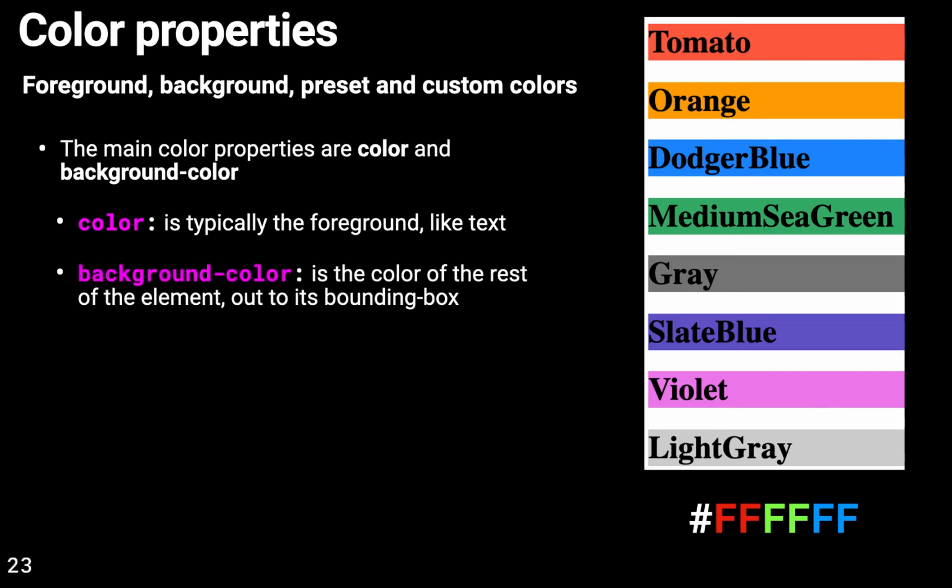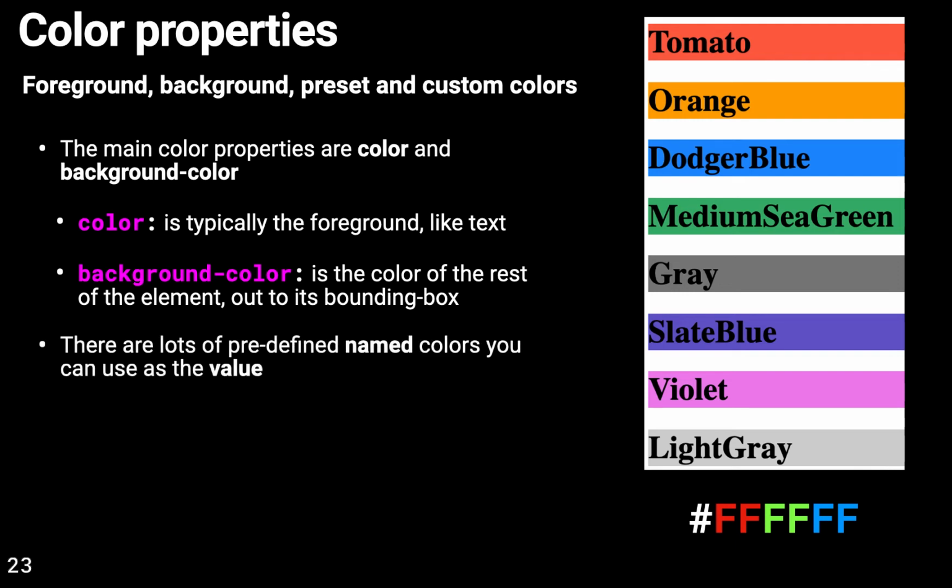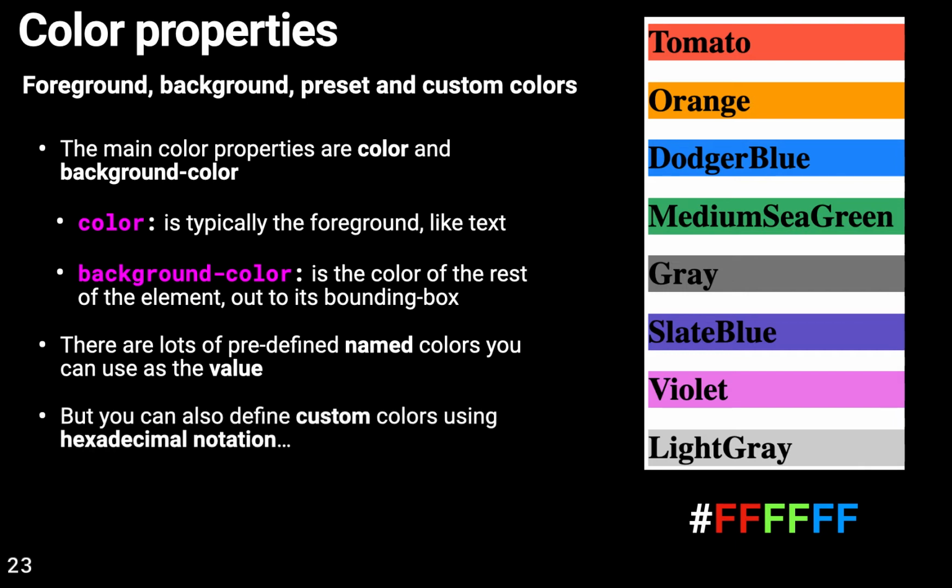You can see here a bunch of colors: tomato, orange, Dodger blue, medium sea green, gray, slate blue, violet, etc. There are tons of predefined color names, and those are the ones on the right here. There are more than just these, but this is a set of examples to highlight that for you. When you define color, you can use a name like simple red or blue or tomato or Dodger blue or whatever.